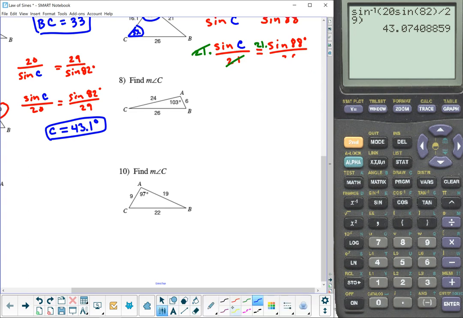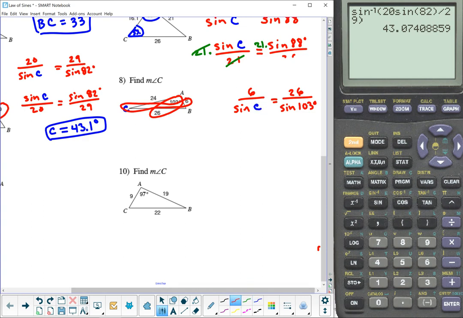Okay. So we have 26 and 103 degrees together. So I'm going to write this as 26 over sine of 103 degrees. That's going to equal, and then I'm looking for angle C. Actually, in all of these I'm looking for angle C. So this would be the 6 over angle C. So it'd be 6 over sine of C.